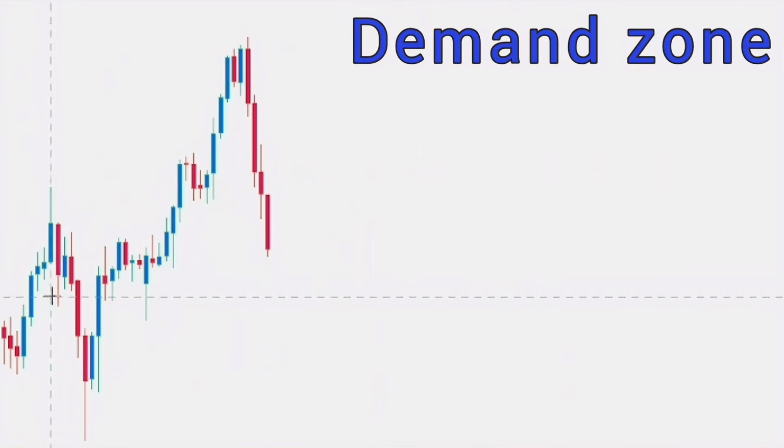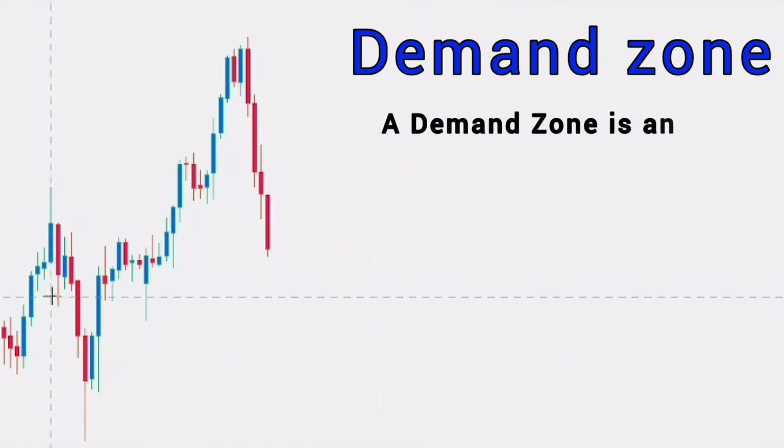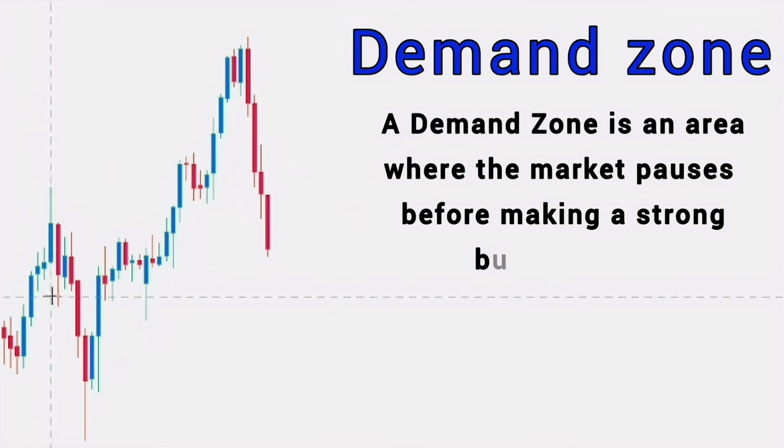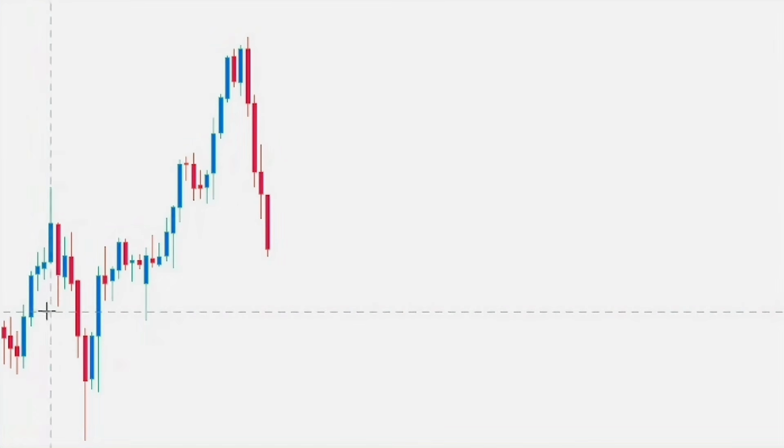Now let us look at the demand zone. A demand zone is an area where the market pauses before making a strong bullish move. It tells us that buyers stepped into the market with enough strength to push price higher. Here is an example. Notice this strong bullish move.